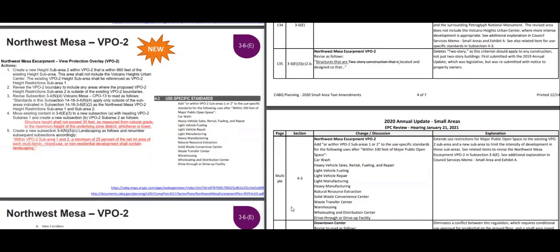The reason for the change is to extend use restrictions that currently apply to major public open space to also apply to the existing VPO2 sub-area and the new sub-area to limit the intensity of development in both of the sub-areas. There are also related items we've just covered that revise the Northwest Mesa Escarpment VPO2 in subsection 3.6E. There's additional information in the Council Services memo and also the council presentation.